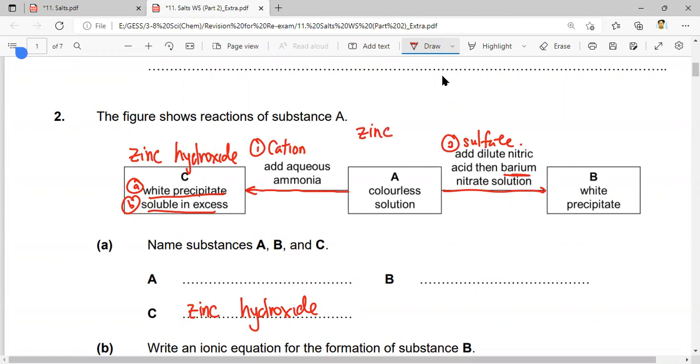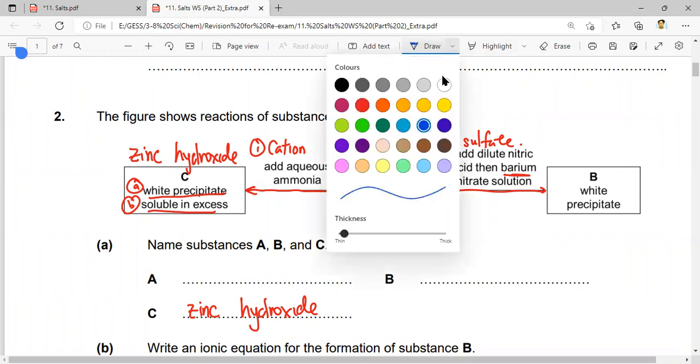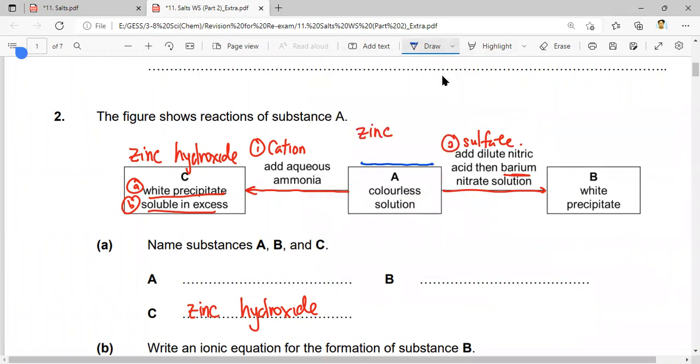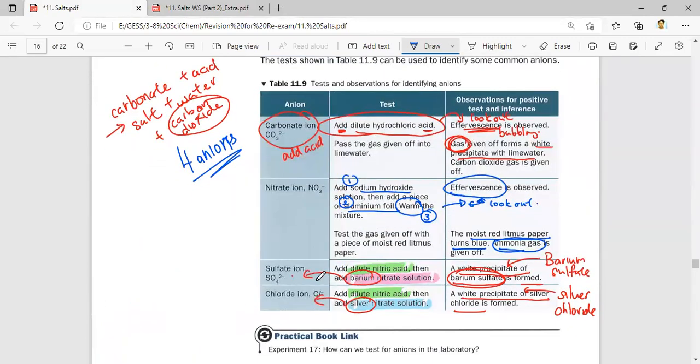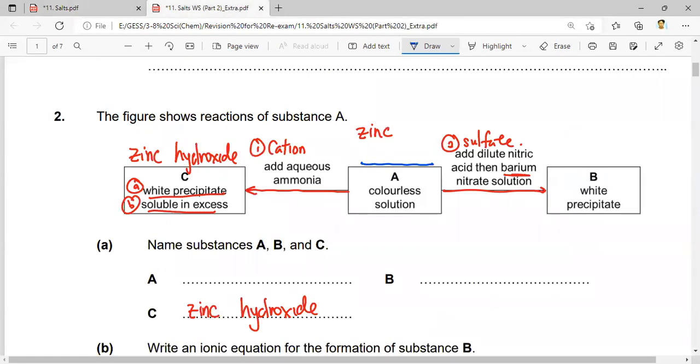Okay? But what exactly is in A? A is not zinc alone. A is zinc something. Now, what is that something? That's why we're going to do step 2 now. In step 2, we are doing a test for sulfate. A white precipitate is formed. Good job. So a white precipitate is formed, which means that if I scroll down to test for anion, a white precipitate of barium sulfate is formed. So B is barium sulfate. This white precipitate here is barium sulfate.